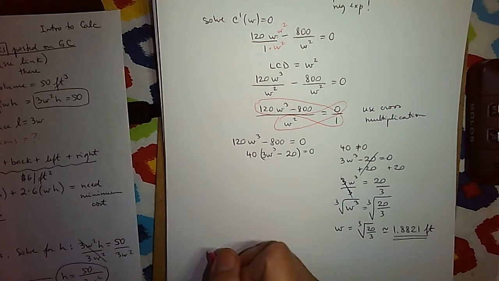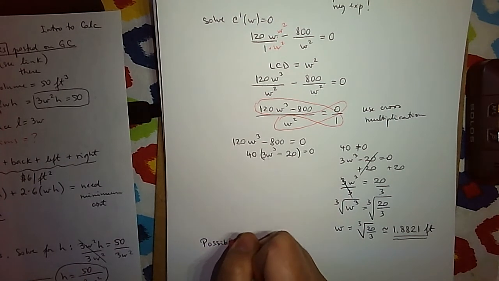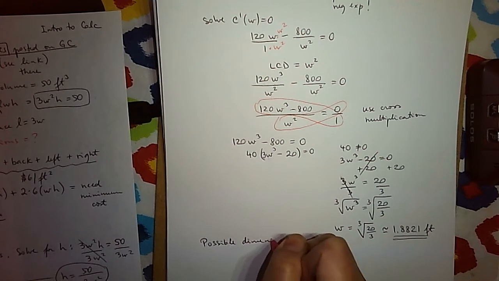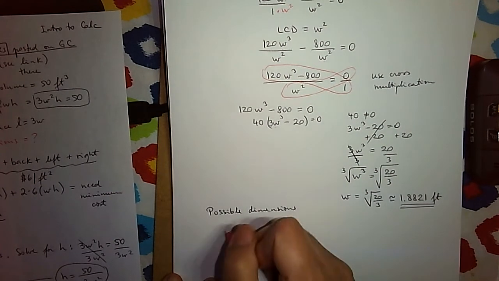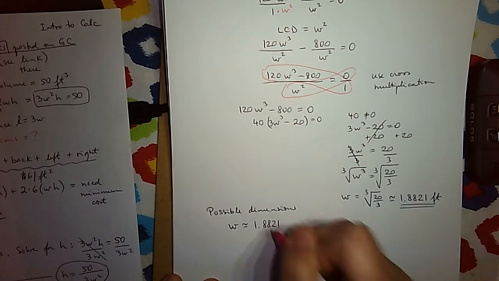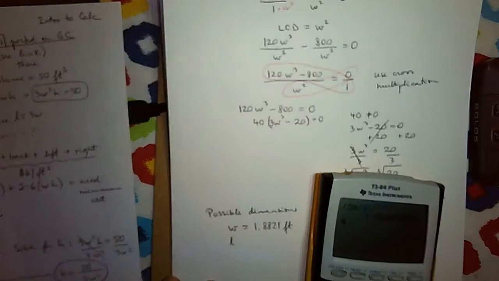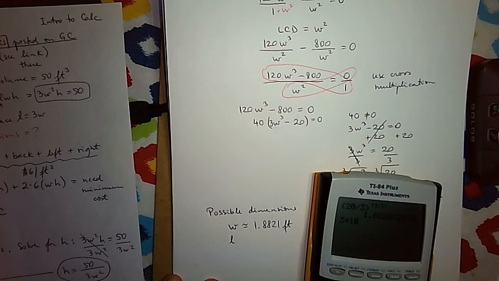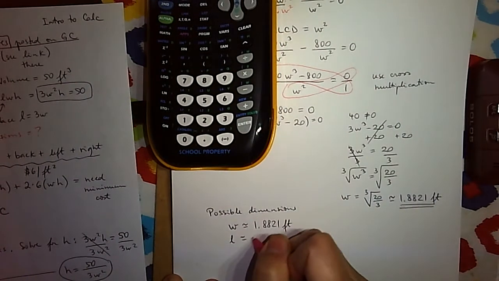In this situation, I can also find what possible dimensions we have here, and then we are going to test them out with the sign chart. So I have a possible 1.8821 for the W. Then L is supposed to be 3 times as much as this. So I have to go 3 times 1.8821, which is 5.6463.